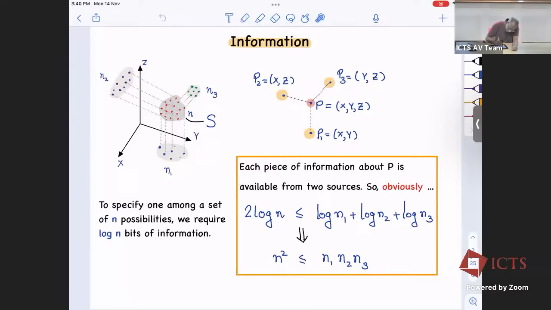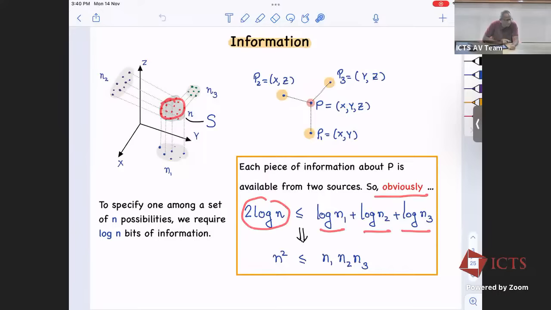There is some amount of information that we are getting by looking at the three projections. But the amount of information here is at most log n1 bits, because there are only n1 possibilities. And at most n2 possibilities and n3 possibilities. But notice that for every piece of information here, I'm receiving it from two sources. The x coordinate, I'm getting it from here as well as here. So it ought to be that the amount of information in these three put together is two times the information here. So one would say, obviously log n1 plus log n2 plus log n3 must be at least 2 log n, because log n is the amount of information here.